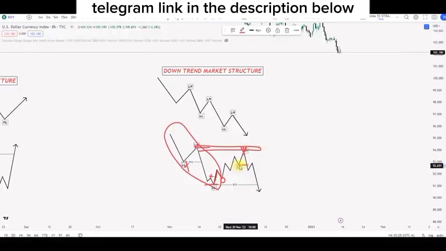Once we break this structure here, you exit your scalp trade, and now you get ready to sell this market towards, according to the higher time frame. You sell it, target this demand zone. So this is how you scalp, using market structure. So already we went over how to use market structure as a swing trader, day trader, or even a scalper. Now let's go to the real chart and show you how it looks.